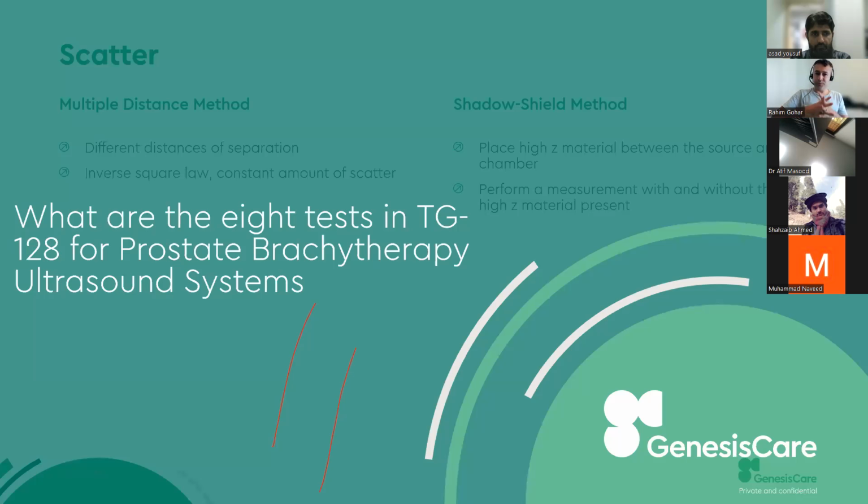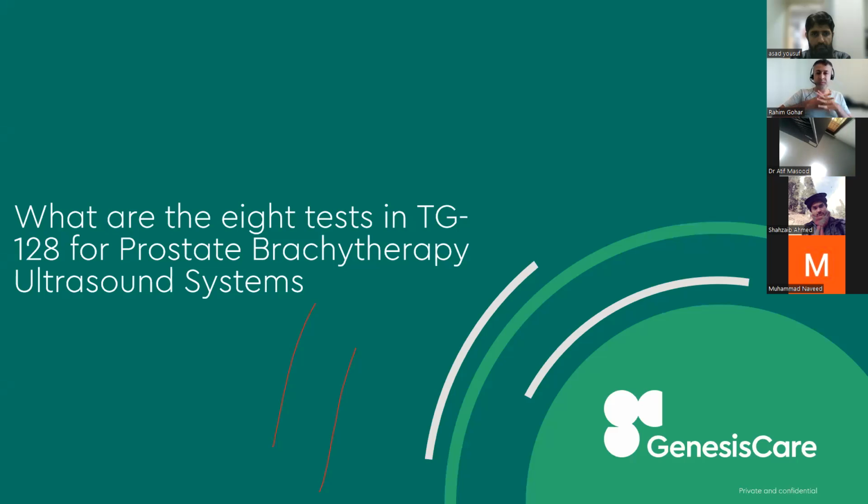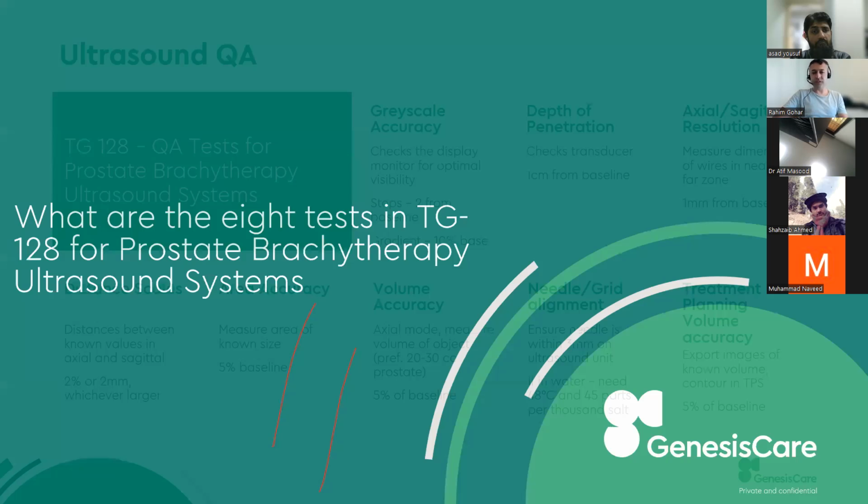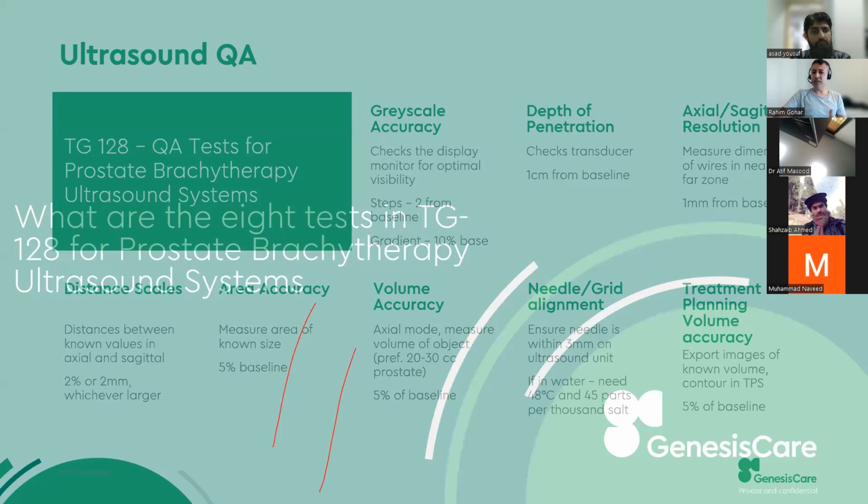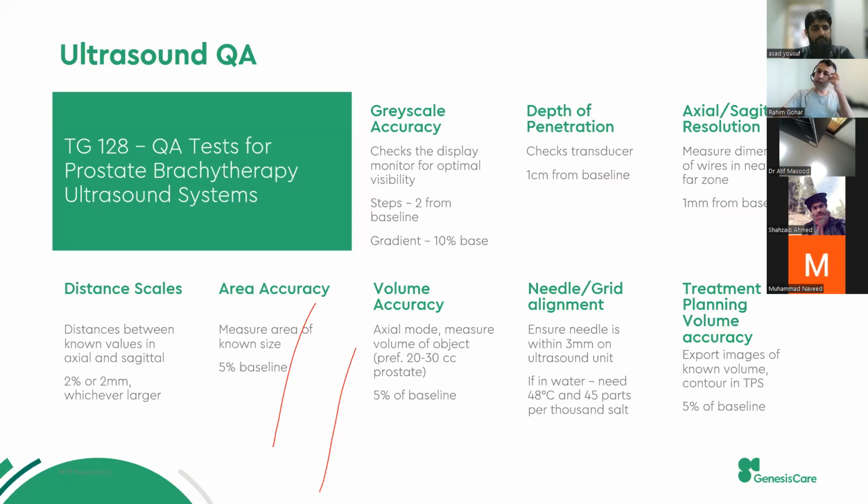If you are doing prostate permanent implants, one of the basic points is that ultrasound is the major imaging modality, and TG128 is the right document to go through to do your QA. They have given a list of tests which are pretty simple to do. The first thing is definitely your distance scaling. You check the linearity and all the things that give you the right scaling. If the prostate is 5 cm in the left-right direction, it should show you 5 cm, right? It can't show you something else.